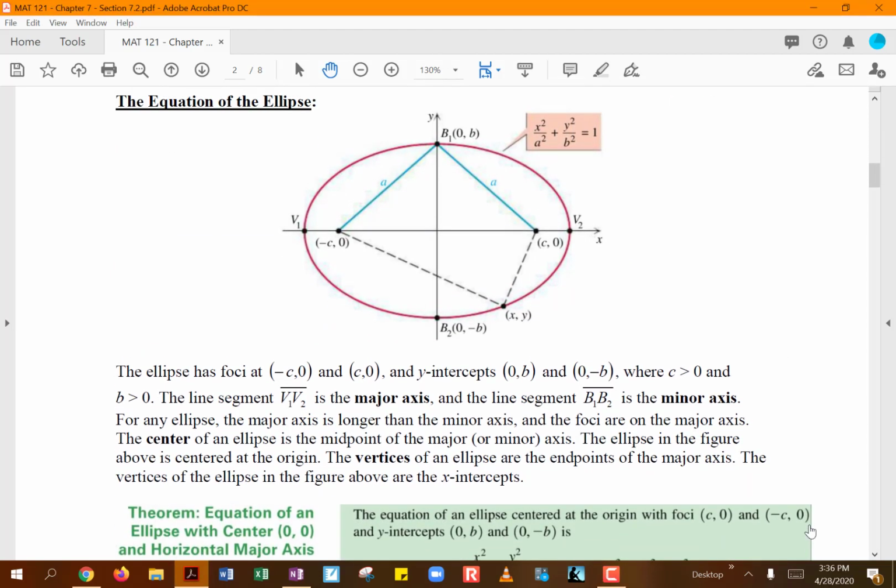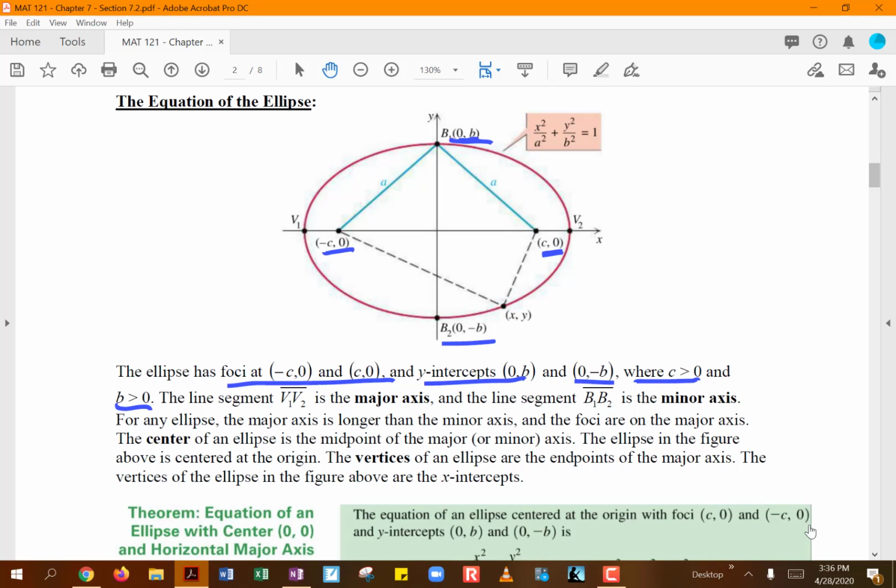Okay, so as you can see, here our foci are defined by the ordered pairs (-c, 0) and (c, 0). We have our y-intercepts where our ellipse is crossing the y-axis at (0, b) and (0, -b), so those would be these points right over here. And of course, you should be able to see that our c value is going to be greater than 0, and b value is also going to be greater than 0. We're talking about the ordered pairs (c, 0) and (0, b), so those values of c and b are going to be positive numbers.